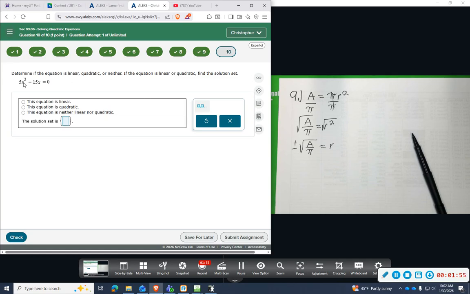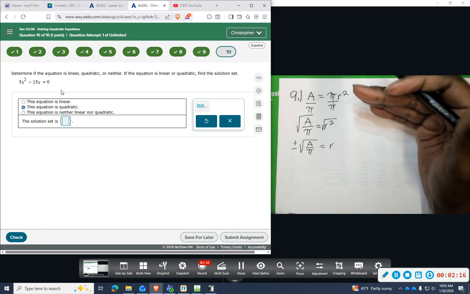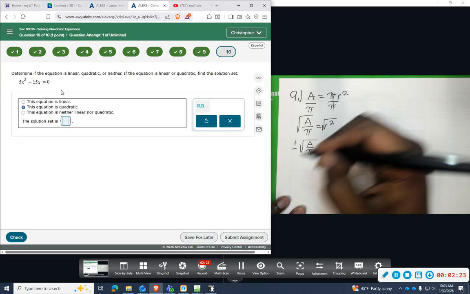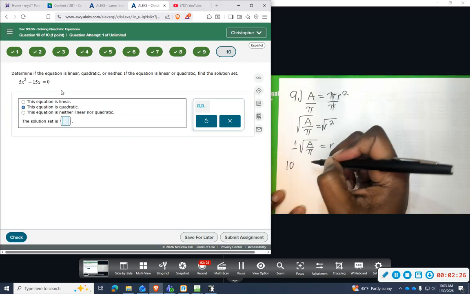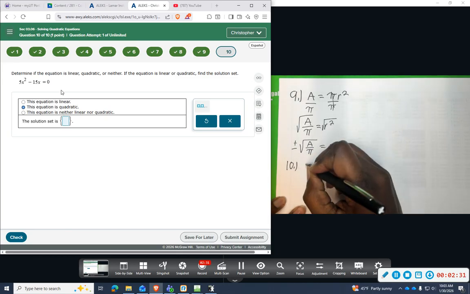Number 10, we want to determine if the given equation is linear, quadratic, or neither, and then find the solution set. So because of the largest degree being squared, this is quadratic. So this is a quadratic equation. And we can solve a quadratic either by quadratic formula, which we've done, I've shown factoring in 1, and we've done a square root method. So with this one, by the looks of it, we can do this by factoring. I think it'll save a little bit of time and effort.